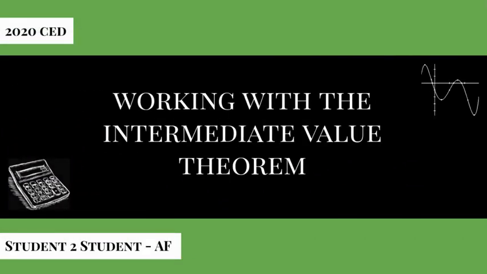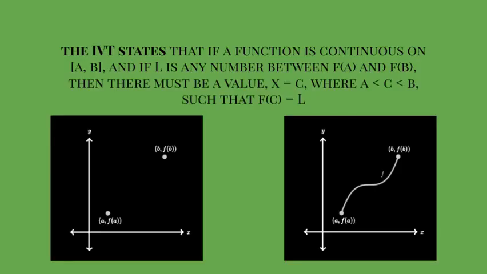So today we're going to be working with the intermediate value theorem. Firstly, the IVT states that if a function is continuous on [a, b], and if L is any number between f(a) and f(b), then there must be a value x equals c, where a is less than c is less than b, such that f(c) equals L.